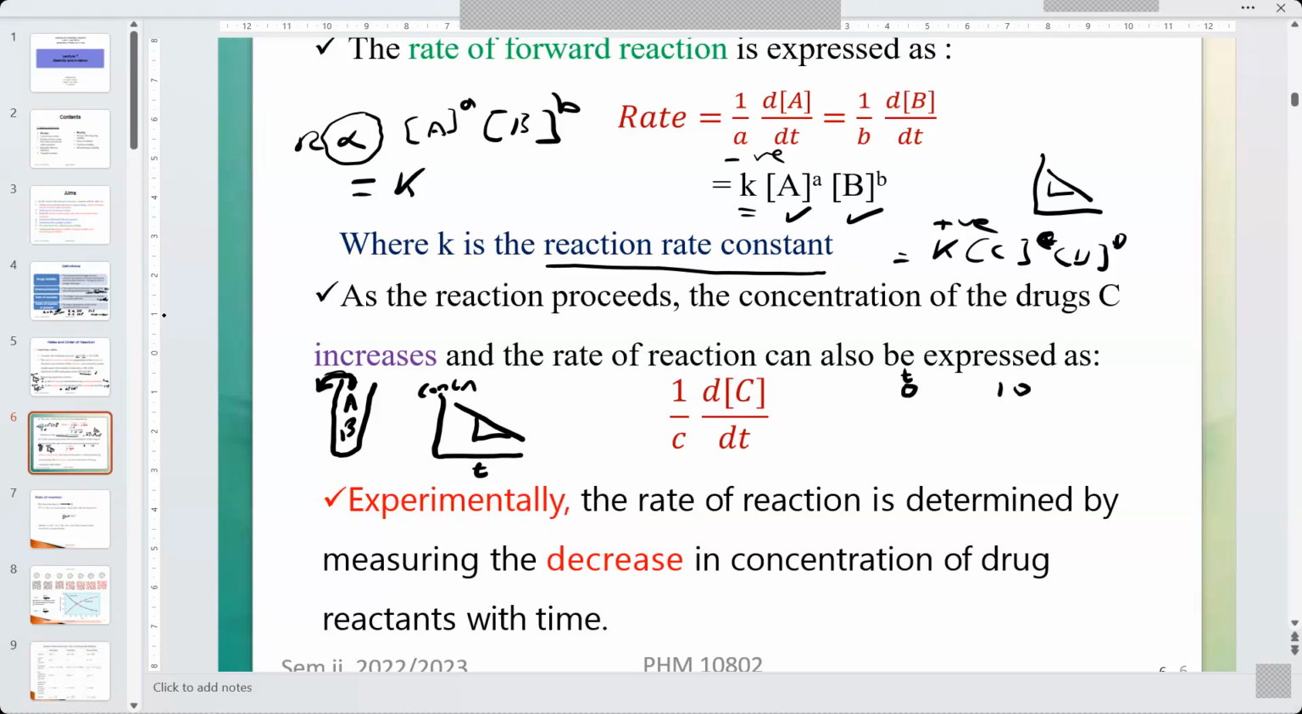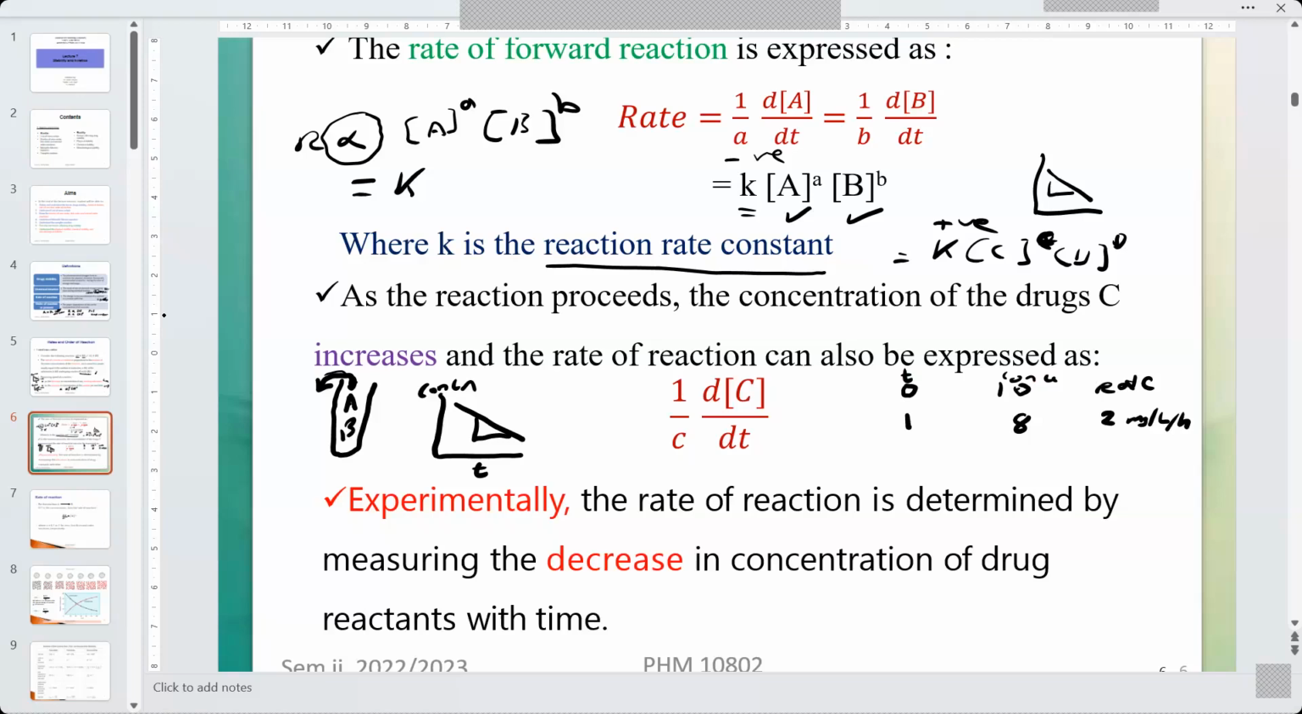This is the time, and this is the concentration. Maybe after 1 hour, the concentration became 8. So the rate during this interval, the first hour, is 8 minus 10. How much is that? 10 minus 8 is 2. You divide by the time interval, 1 hour, so it will give you 2, for example, in concentration units of milligram per liter per hour.